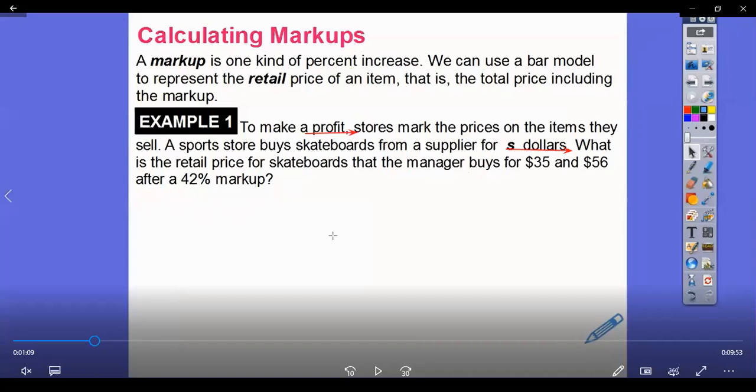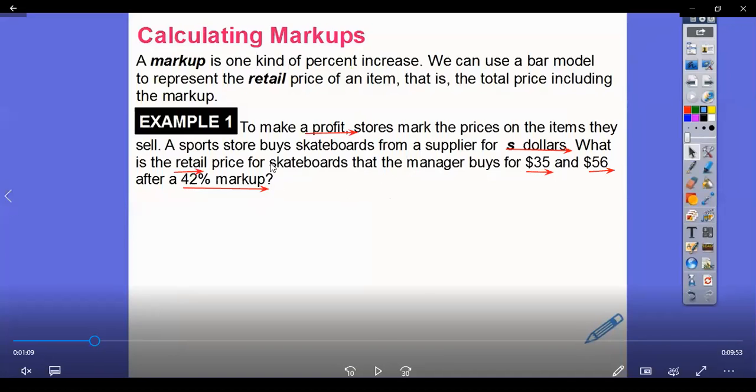Which keyword will help us to find the answer? Retail price. So we have retail price. What else? So the price is $35 and $56. And by the end, we have 42% markup. Yes, 42% markup. Then, before you start to answer any question, you have to define the words which will help you to find the answer. Okay?